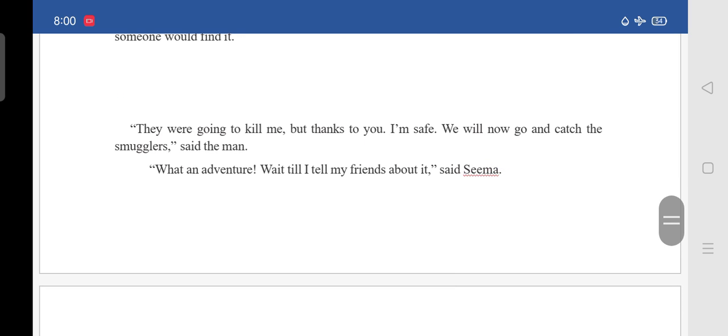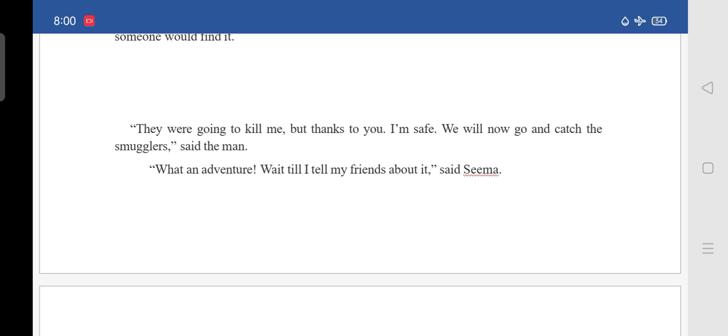"They were going to kill me, but thanks to you, I am safe. We will now go and catch the smugglers," said the man. So, who is that man? He is the police officer. So, that police officer was telling them that those smugglers were about to kill him, but they had saved him. For that, he was conveying thanks to Arun and Seema. And then he was going to catch those smugglers.